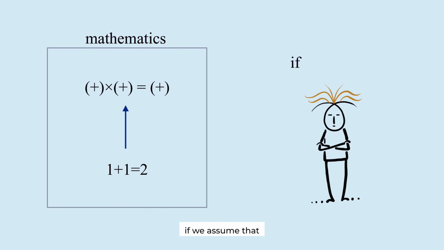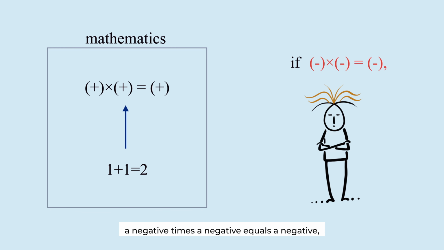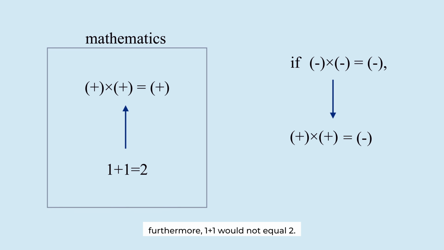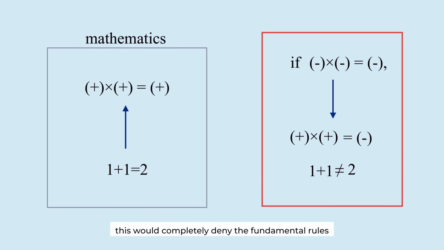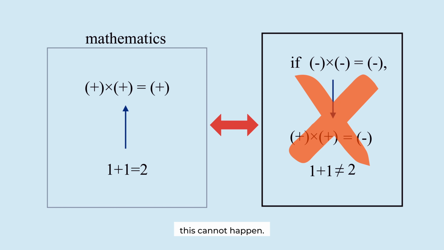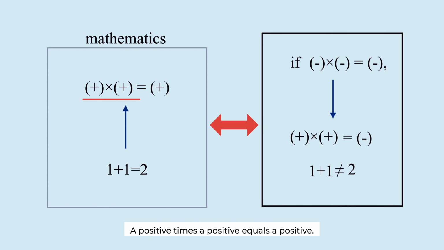However, if we assume that a negative times a negative equals a negative, a positive times a positive must equal a negative. Furthermore, 1 plus 1 would not equal 2. This would completely deny the fundamental rules that underpin the mathematics. This cannot happen. 1 plus 1 equals 2. A positive times a positive equals a positive.